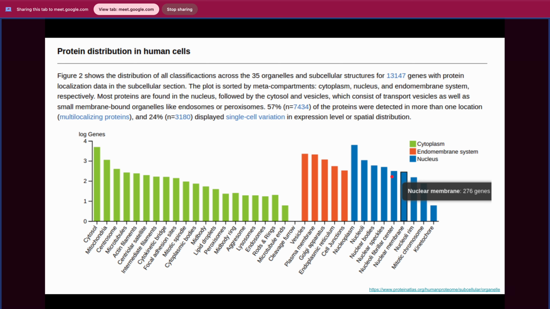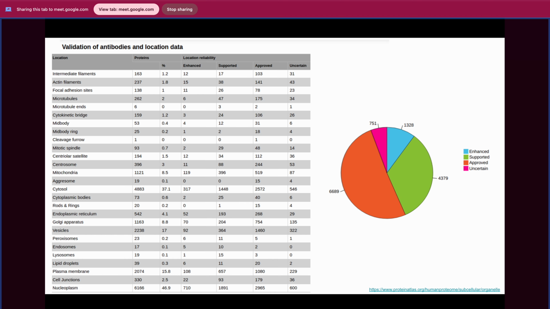And if you click, then another window will be opened, which will also tell you about all those genes, and a table will appear, which will also give you the link to all the 12 sections so that you can go into the detail of those genes as well. Then if you further scroll down, it will also tell you the validation of antibodies and location data.